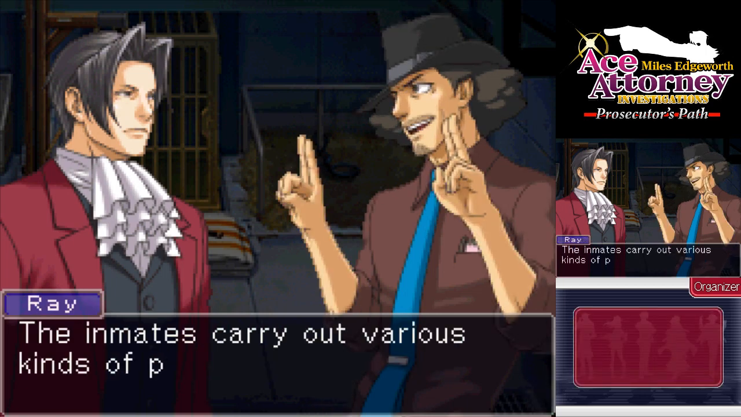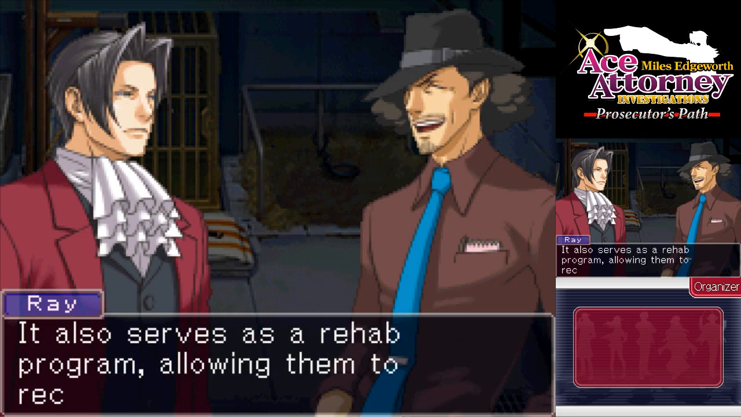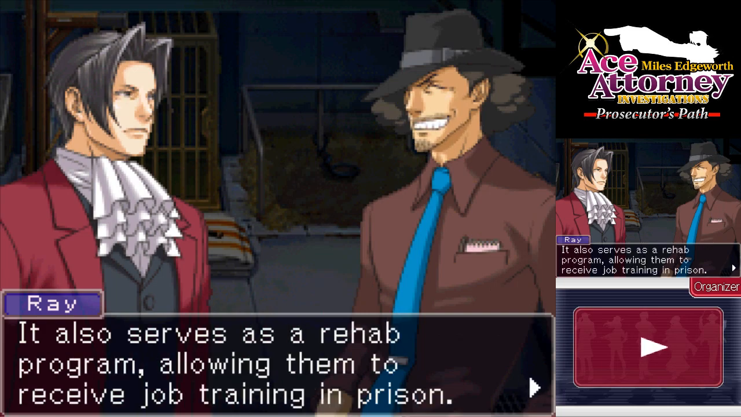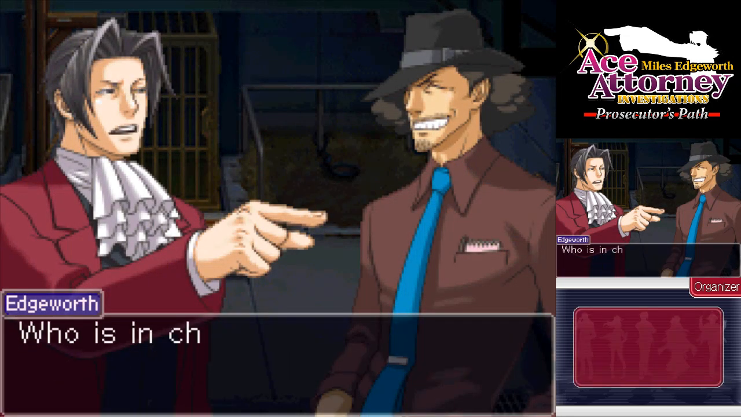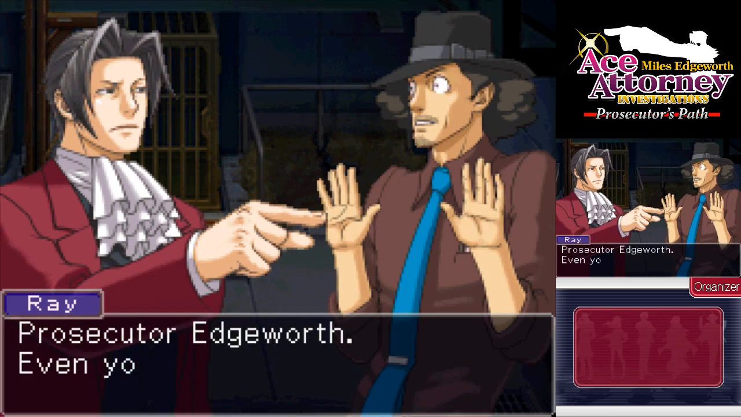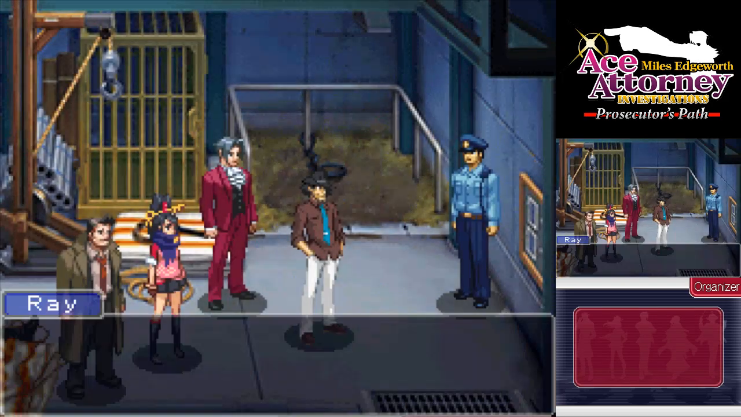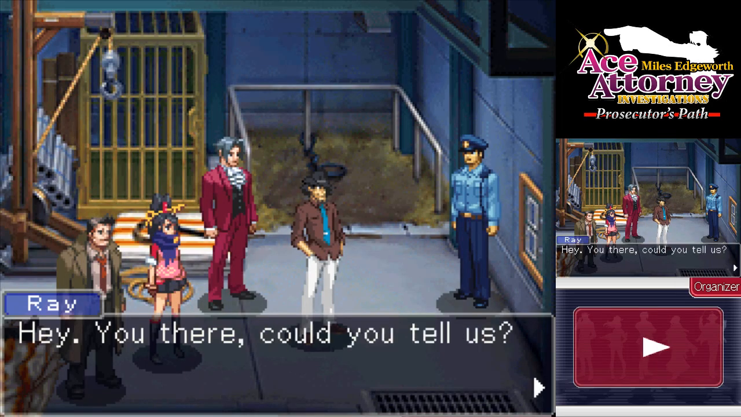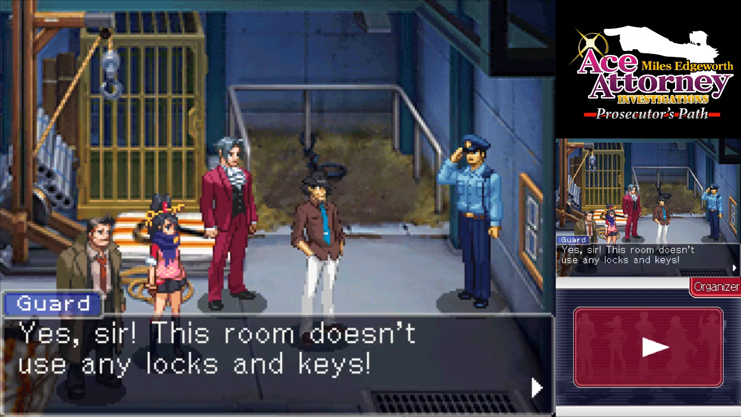The inmates carry out various kinds of prison labor in here. It also serves as a rehab program, allowing them to receive job training in the prison. So, how do they monitor this room? Who is in charge of the keys to the entrance? Prosecutor Edgeworth. Even your Uncle Ray doesn't have all the answers. Hey, you there. Could you tell us? Yes, sir. This room doesn't use any locks and keys.